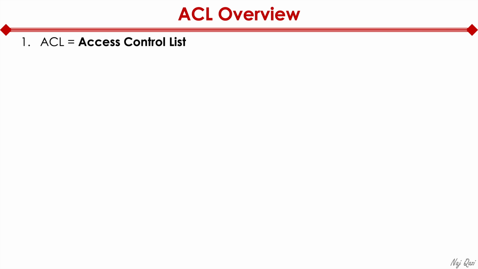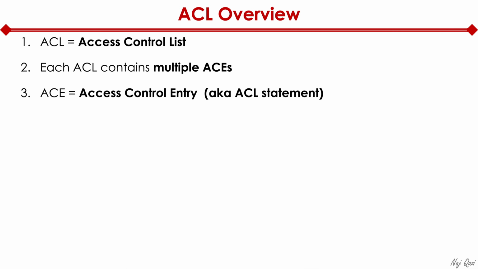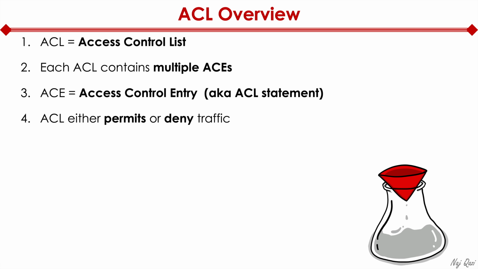ACL stands for Access Control List. Each ACL contains multiple ACEs or access control entries. And you can also think of an access control entry as an ACL statement. So basically, ACL is a collection of statements or ACEs. ACL either permits or denies traffic. That's a very basic function of an ACL.